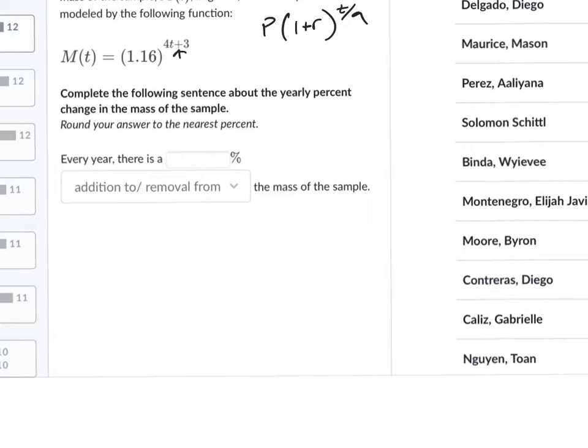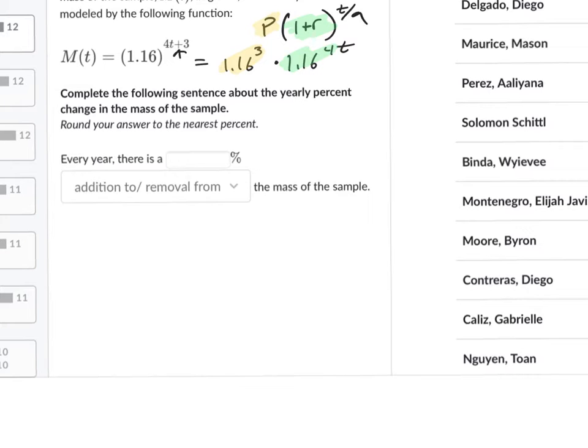Well, the first thing I see is that plus sign. And so I think, okay, we could write this as 1.16, and I'm going to put the 3 first, times 1.16 to the 4t. Now, real quick, it's important to understand something. Since this doesn't have a t in it, that's going to be the principal amount. This problem is not asking me about the principal amount. It's asking about the percent change. So I don't care about that at all. I just care about what's going on here. And that's going to be this part.